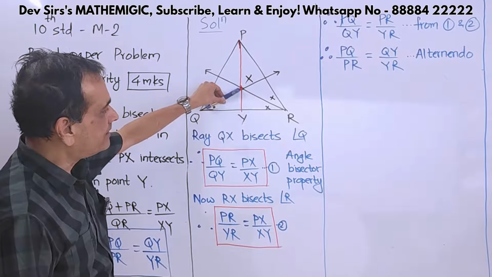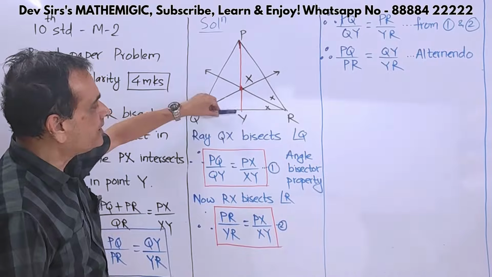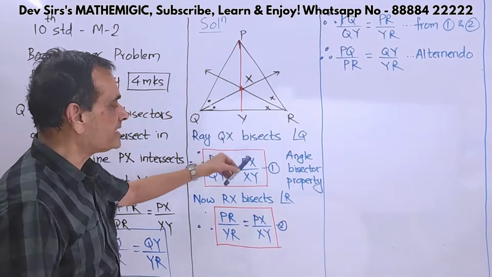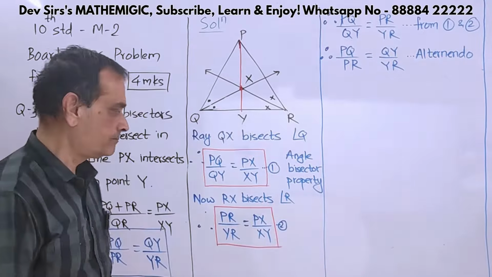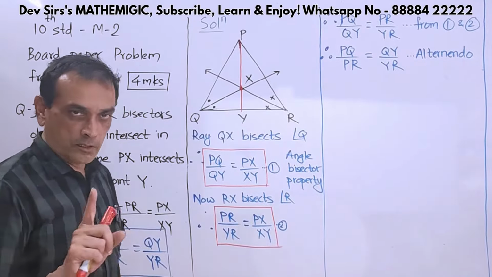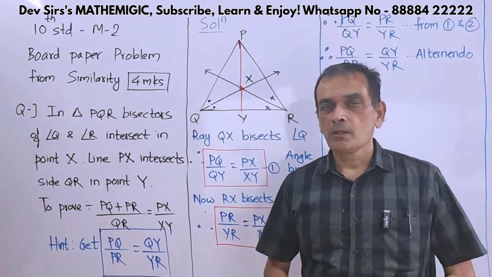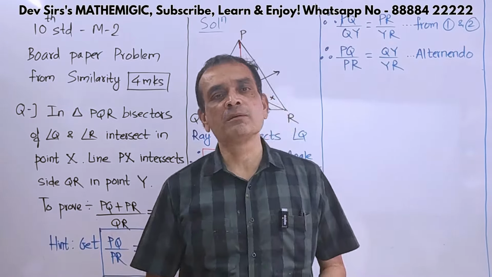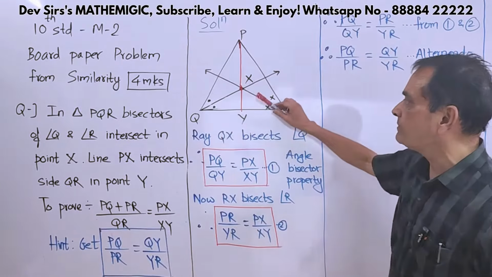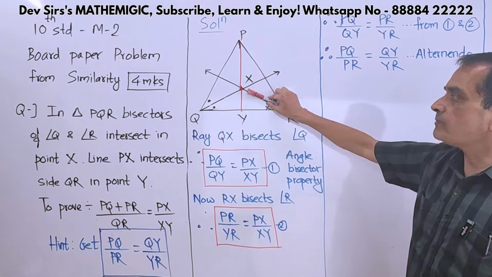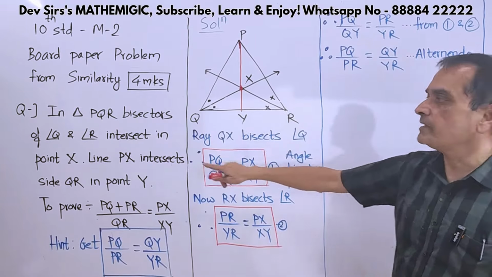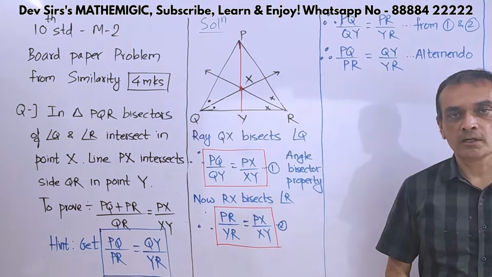QX is the angle bisector. PQ upon QY is equal to PX upon XY, angle bisector property. Followed? This is how we have used the angle bisector property for the first time. Now why use it for the second time? Simply because the second angle bisector is given. RX is the angle bisector of angle R. It is given. Read the question carefully.